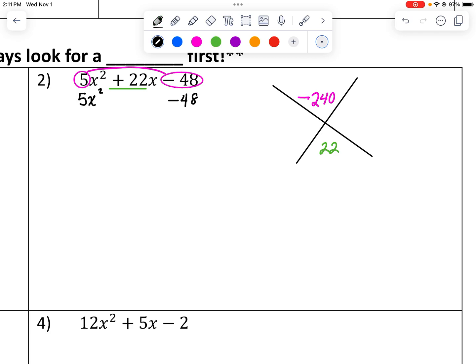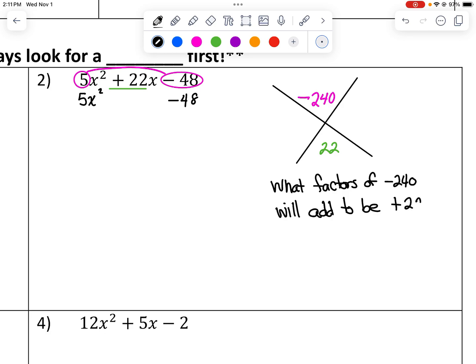So I'm going to ask myself, what factors of negative 240 will add to be positive 22? That's what I'm looking for. And so I'm going to think of the factors of negative 240. And you could start making a list. Oh my goodness, what a list you could make.